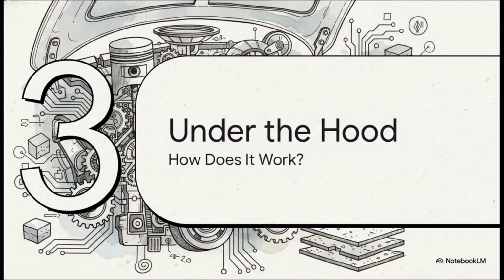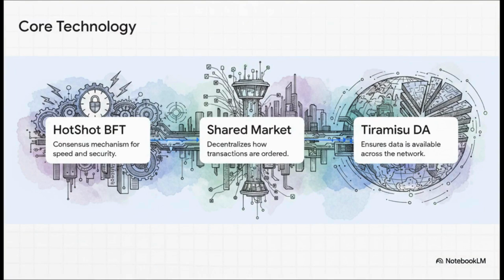All right, so that's the big idea. Let's pop the hood for a minute and take a look at the engine that's supposed to power all this. How does Espresso actually pull this off? It's really built on three core pillars. First, there's a consensus engine they call Hotshot, which is designed for high-speed security. Second is the shared sequencing marketplace. This is the air traffic control system we mentioned, creating a decentralized marketplace for ordering transactions. And third is a component called Tiramisu, which makes sure all the necessary data is available across the entire network.